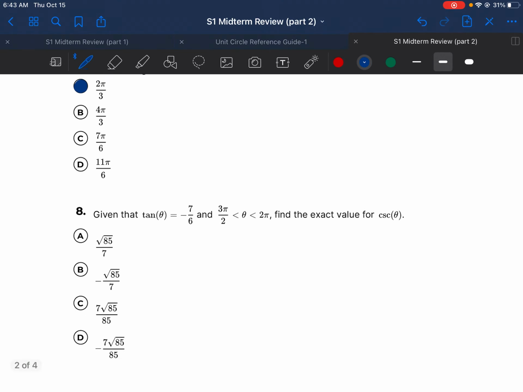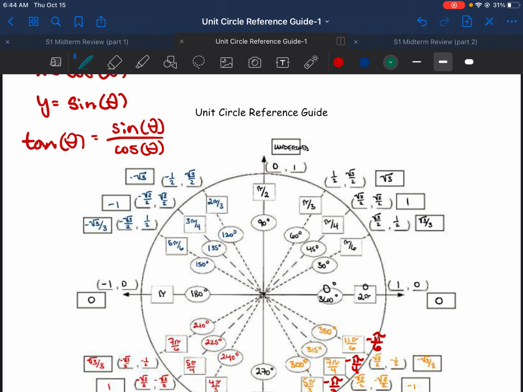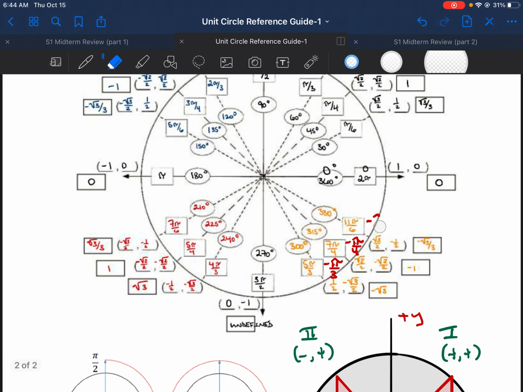All right, number 8. Given that tangent of theta equals negative 7 over 6, and theta is in between 3 pi over 2 and 2 pi, find the exact value for cosecant of theta. A couple things to notice real quick right off the bat. If theta is between 3 pi over 2 and 2 pi, that means that theta is in quadrant 4. I know this because if I look at my unit circle, 3 pi over 2, 2 pi, everything in between is the entire quadrant 4.